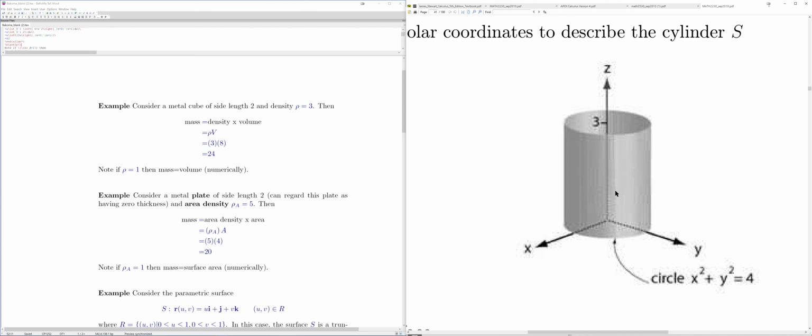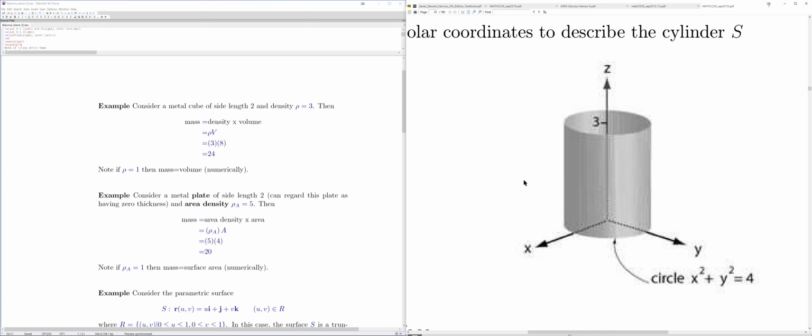So a cylinder that's centered around your z-axis with finite height. The cylinder was lying between your plane z equals 0 and z equals 3, so it had a height of 3 over here. And as I said, it's centered around your z-axis.